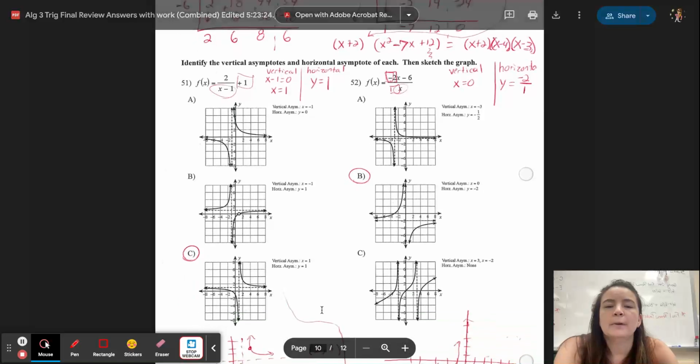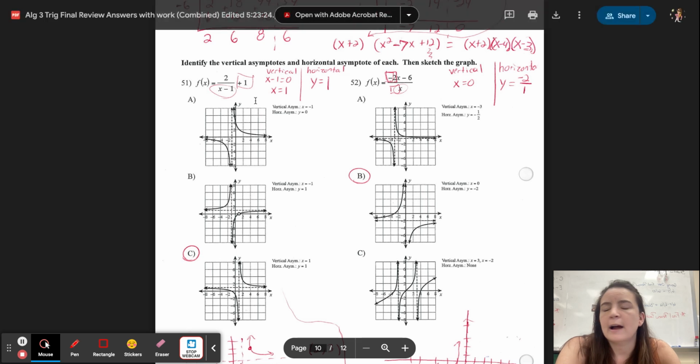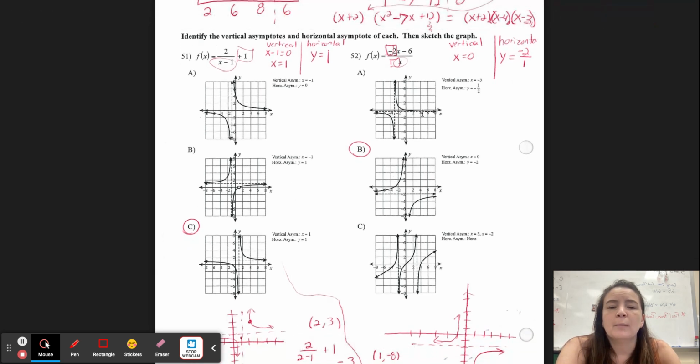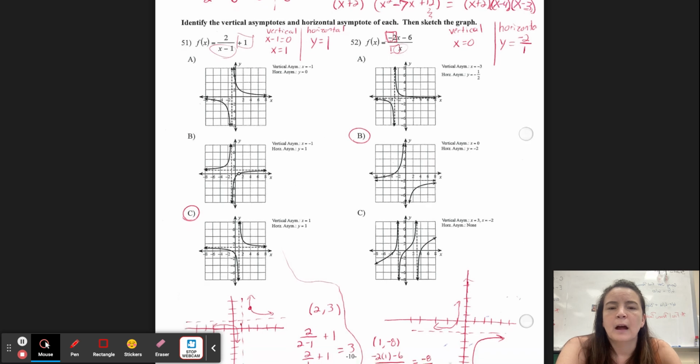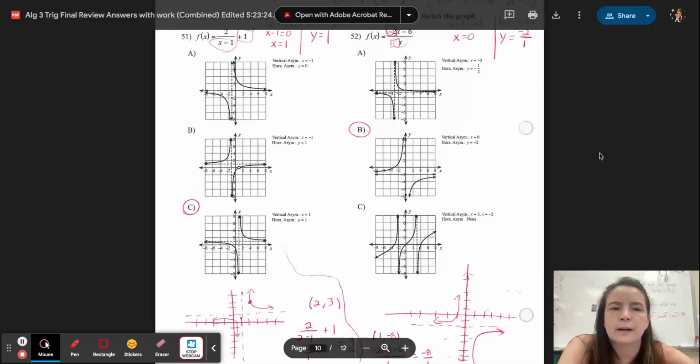Okay, for number 51 and 52, we have to graph these rational expressions. Now, with these problems, you're going to have hyperbola. I did graph them down here so you can kind of see it. I apologize when I move the screen a little bit. It's kind of doing that. Let me see if I can make it. No, it won't let me make it smaller.